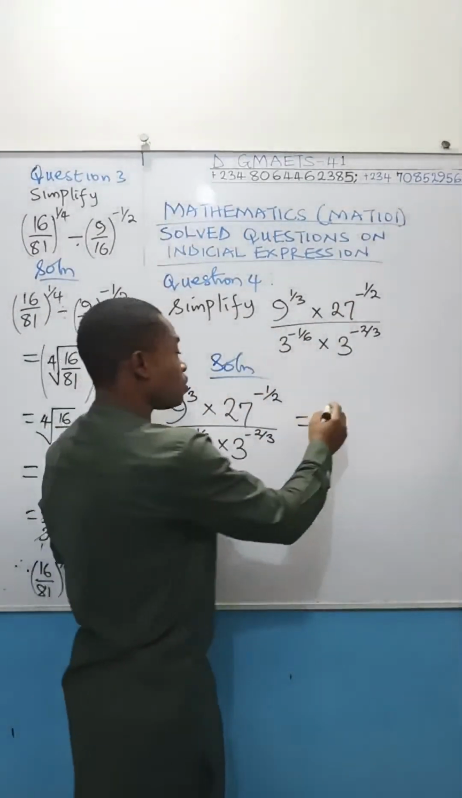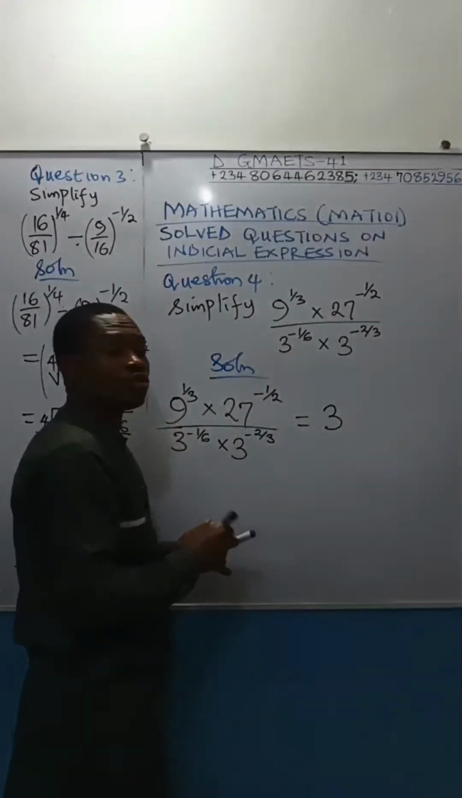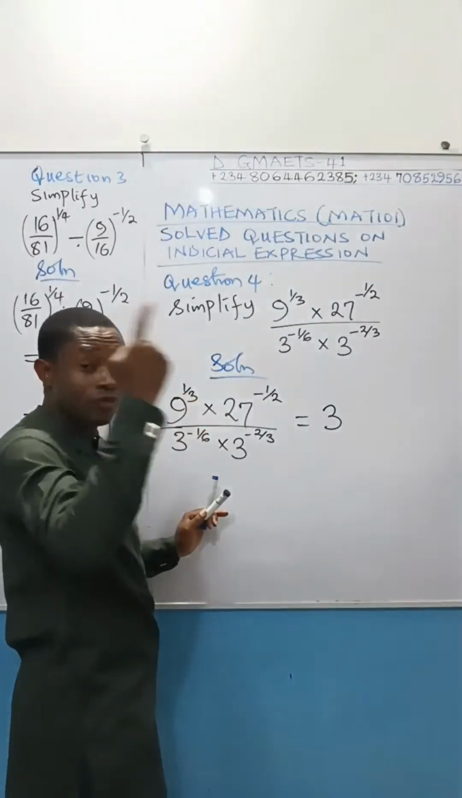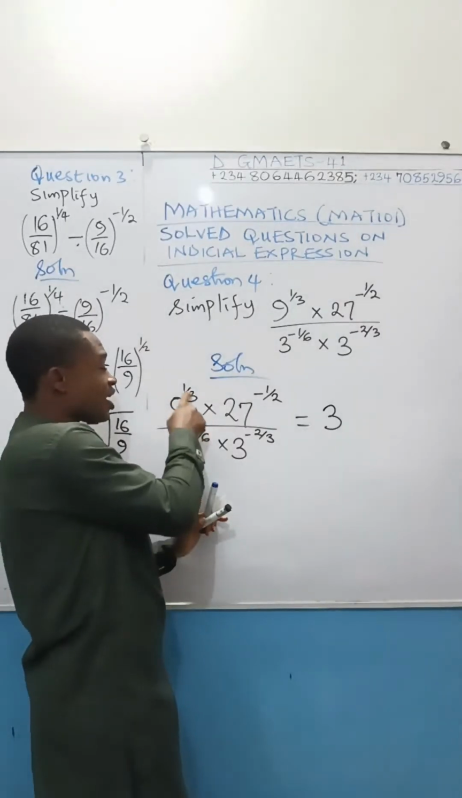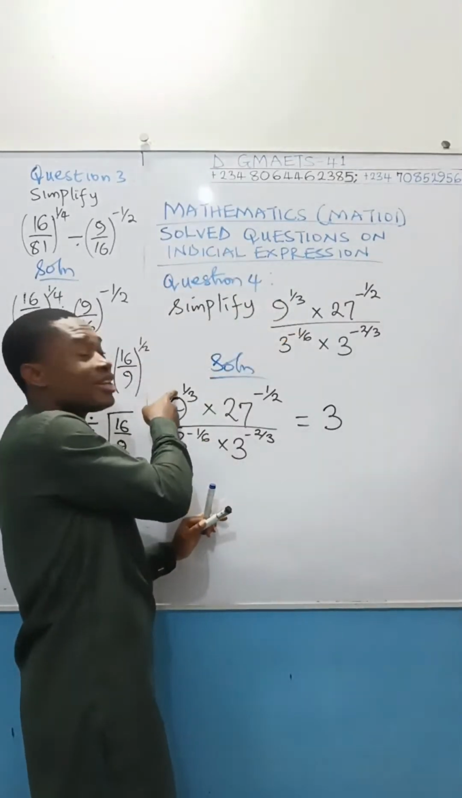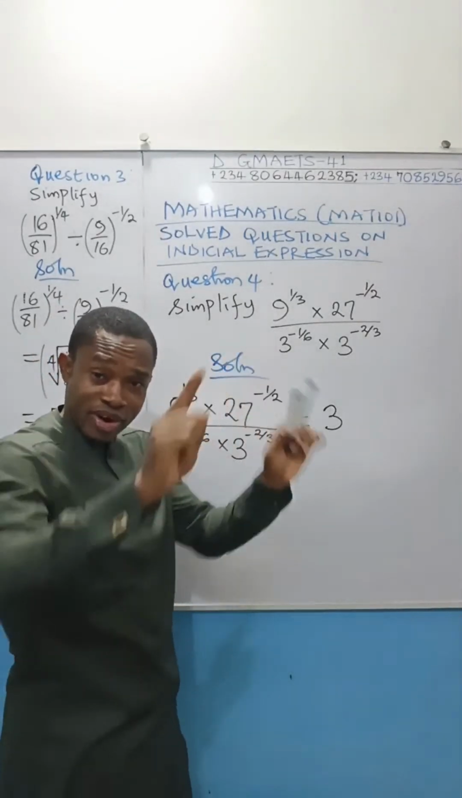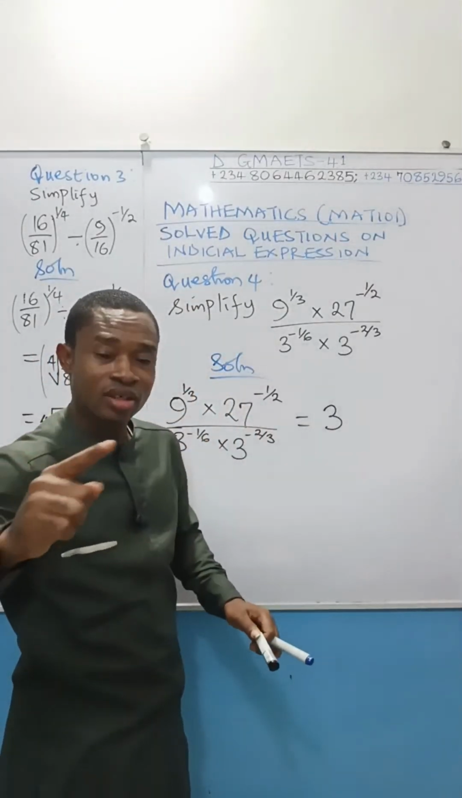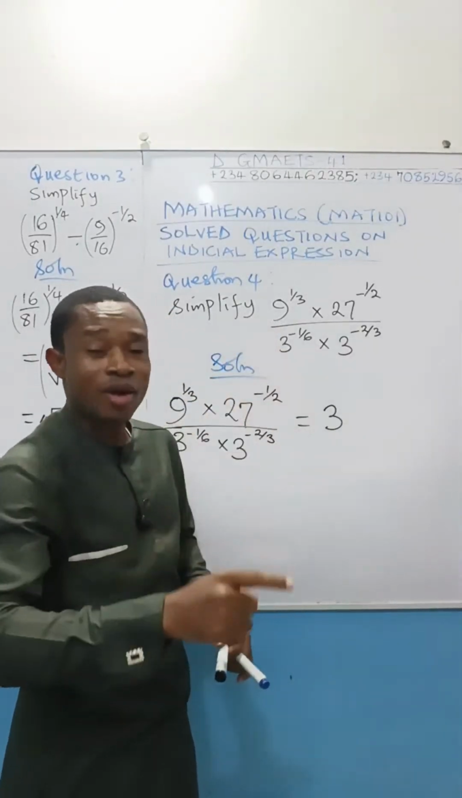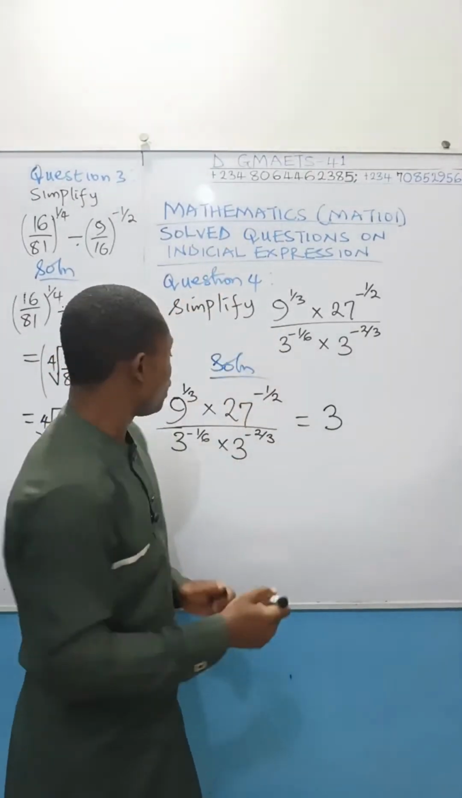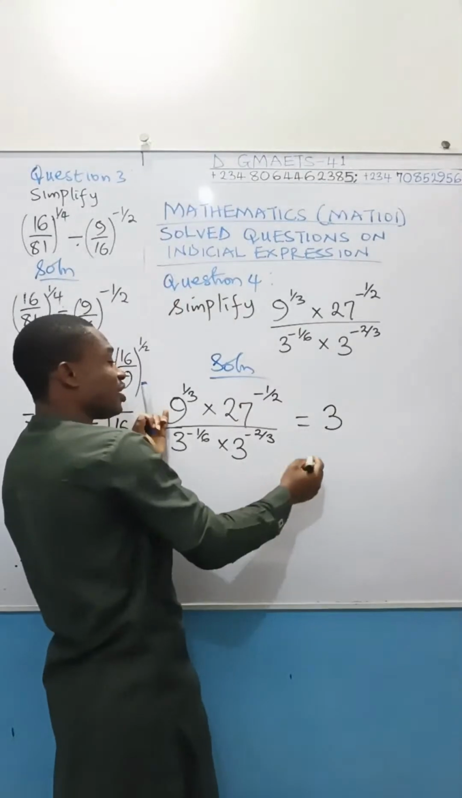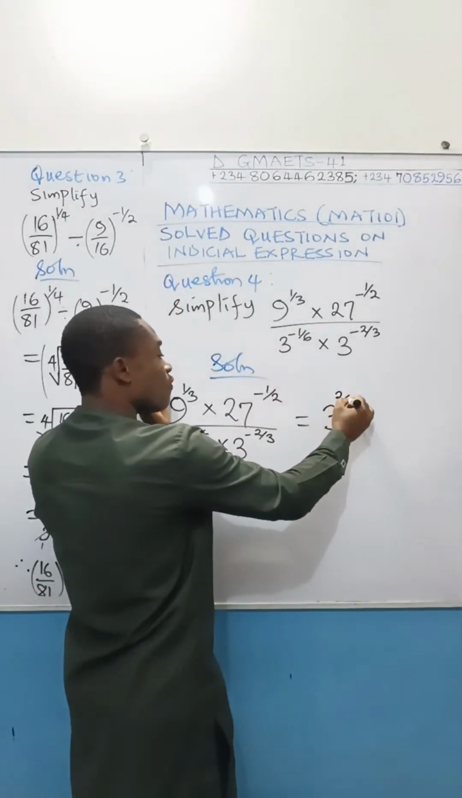Yeah, 9 can be broken down to 3 raised to power 2. 9 is 3 raised to power 2. So you follow up. 3 raised to power 2 represents that 9. That power 2, we multiply this power 1 over 3. So you have something like 3 raised to power 2 in brackets, raised to power 1 over 3. That power 2, we multiply that 1 over 3 to give you 2 over 3. So this term you are seeing here is simply 3 raised to power 2 over 3.